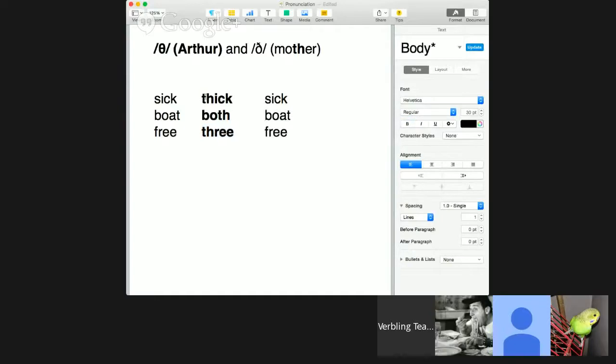So you can see here that the middle word of the line has got the target sound. So I want you to read out, for example, sick, thick, sick. Boat, both, boat. Free, three, free. And try not to get confused. It's a bit like a tongue twister. I will also try not to get confused. All right, so we're going to start with Salvatore this time. Salvatore, whenever you're ready.